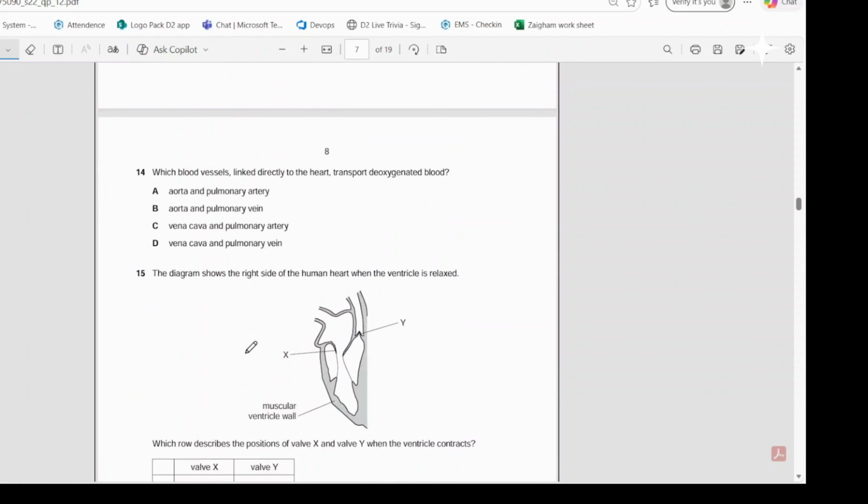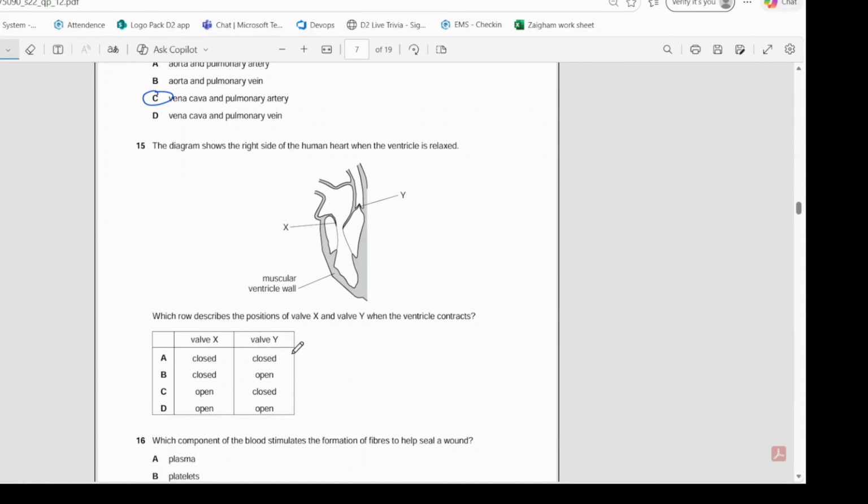Okay, which blood vessel links directly to the heart and transports deoxygenated blood? Pulmonary artery and vena cava. They both contain deoxygenated blood. The only artery that contains deoxygenated blood.